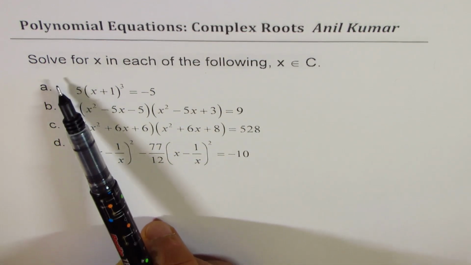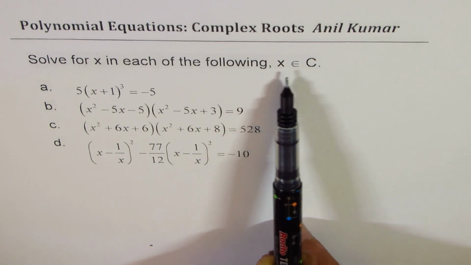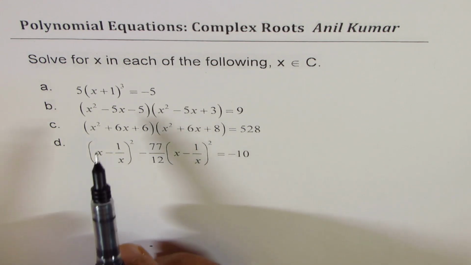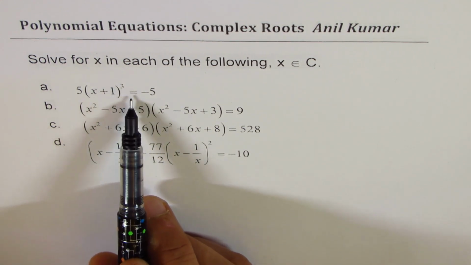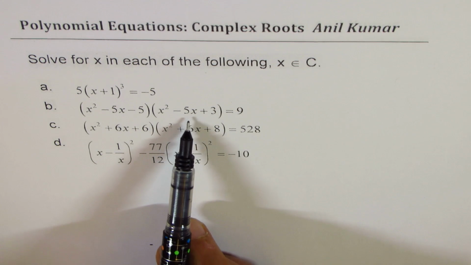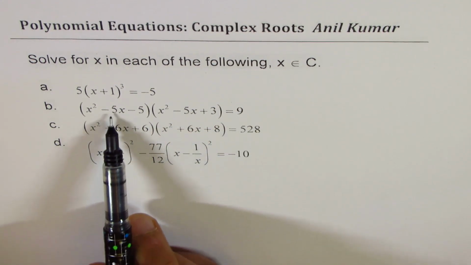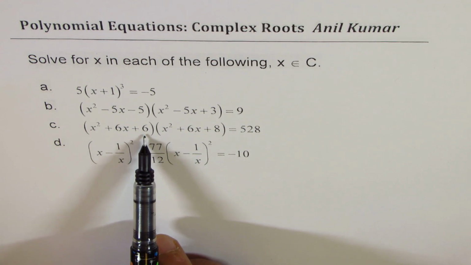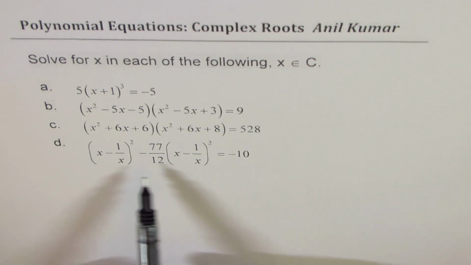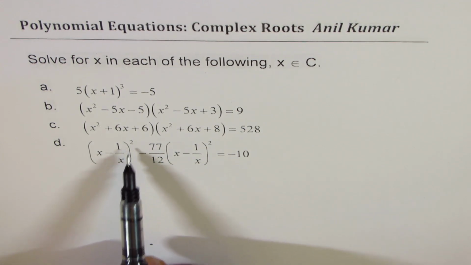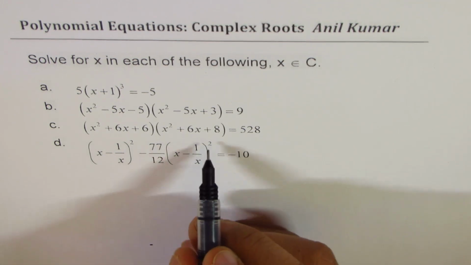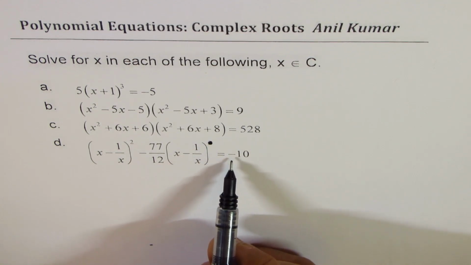The problem is to solve for x in each of the following, where x belongs to complex numbers. Four questions are given, and these are very good questions. First: 5 times (x plus 1) whole cube equals minus 5. Then: (x square minus 5x minus 5) times (x square minus 5x plus 3) equals 9. Similar to this: (x square plus 6x plus 6) times (x square plus 6x plus 8) equals 528. And here we have some fractions: (x minus 1 over x) whole square minus 77 over 12 times (x minus 1 over x), this is not a square, equals minus 10.